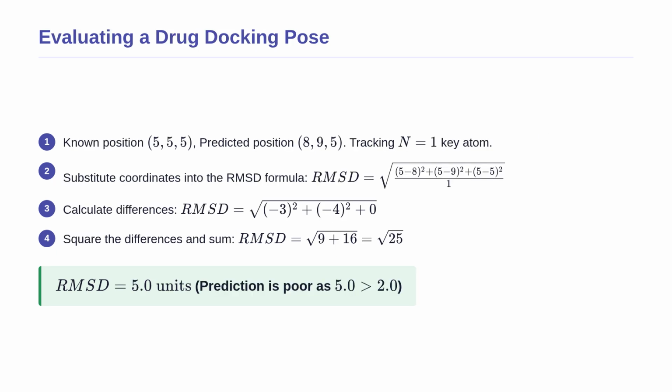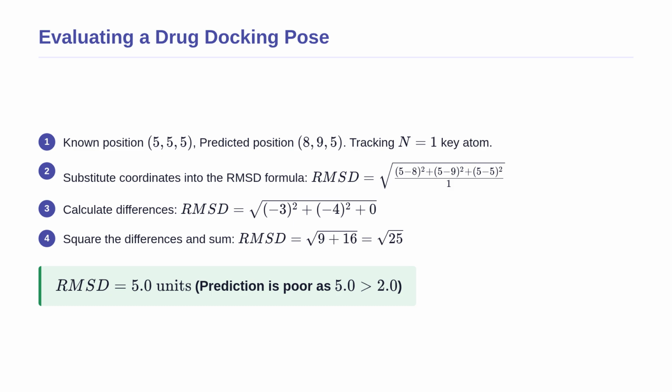Now that we have used this formula on a simple protein, let us apply it to a real-world drug docking scenario. A researcher knows a drug atom must bind at coordinates 5, 5, 5 to cure a disease. A computer predicts it will bind at 8, 9, 5. We need an RMSD under 2.0 for success. Since we track one atom, n equals 1.